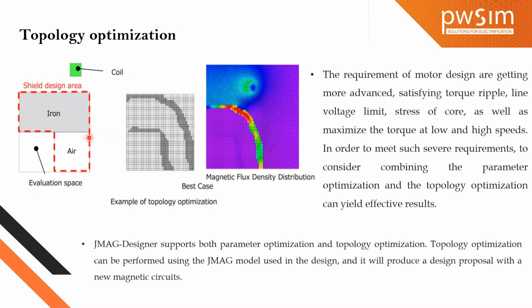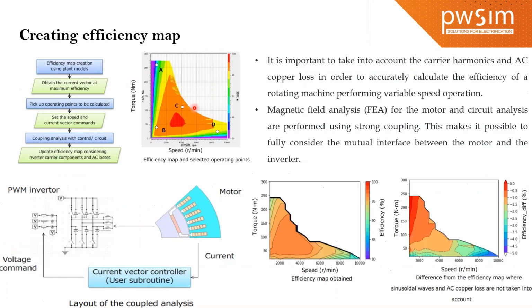So based on this, this is an area. This area has been modified into this shape. Later, you can fine tune that area to get the best design. So this is just a small example of how the topology optimization will function in JMAG Designer. So that's all my presentation.